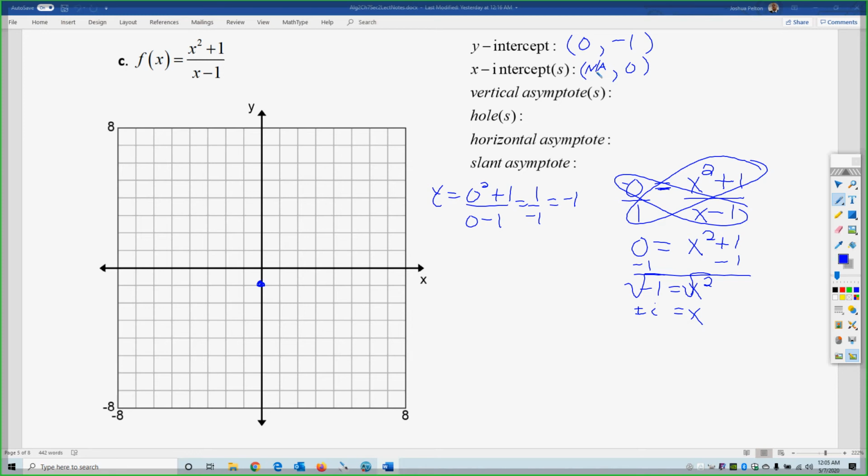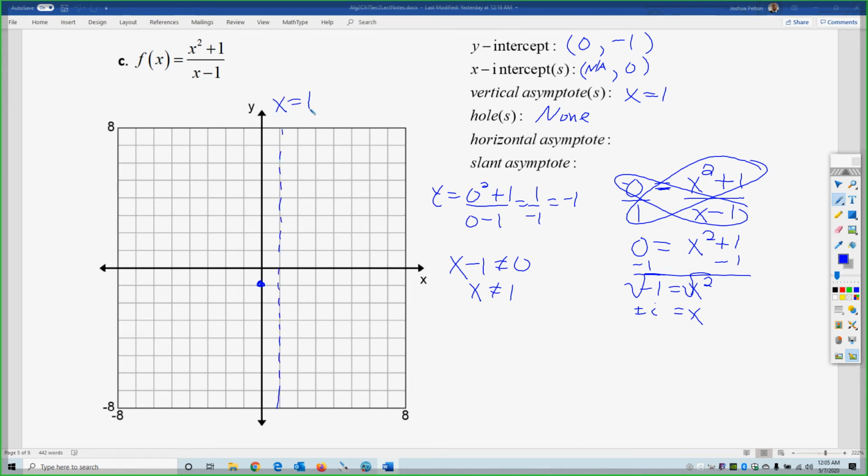Okay, so vertical asymptotes and holes. Nothing cancels with the numerator and denominator, so there are no holes, because x squared plus 1 does not cancel. x minus 1 in the denominator cannot be 0, therefore x cannot be 1. Therefore x equals 1 is the vertical asymptote. So we'll put the vertical asymptote in there.